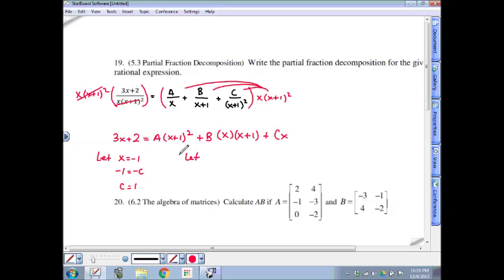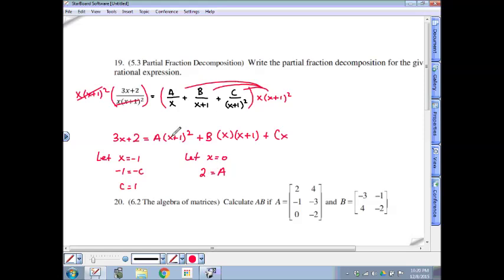I'm going to do it one more time to find another value. I'm going to let x, in this case, equal 0, because if I let this x here equal 0 for c, c is gone. If I let this x here by b equal 0, then 0 times b means the b disappears, and we'd be left solving for a. So, plugging in a 0 for this x, 3 times 0 is 0, 0 plus 2 is 2. Over here, 0 plus 1 is 1, 1 squared is 1, 1 times a is a. The b term disappears, the c term disappears, so we know that a equals 2.